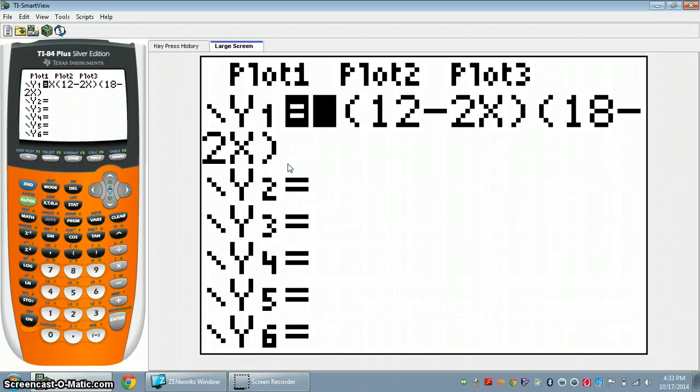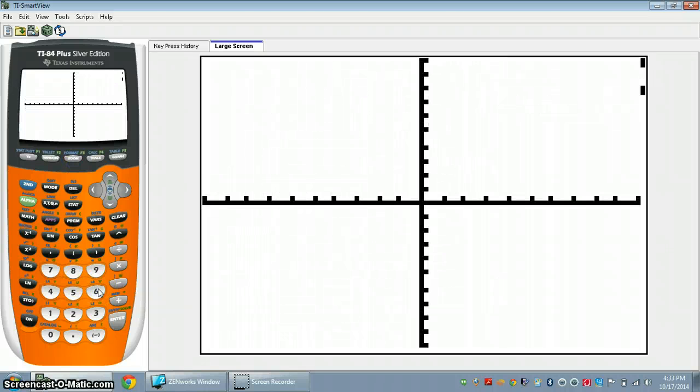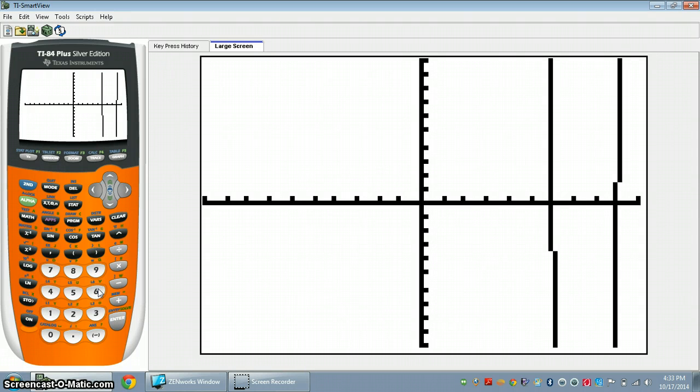And what we did is we plugged this into our calculator, and we first just looked at it in our normal window, which was a 10 by 20 window, and we saw just these two vertical looking lines.